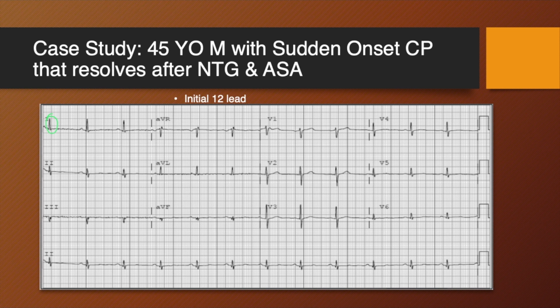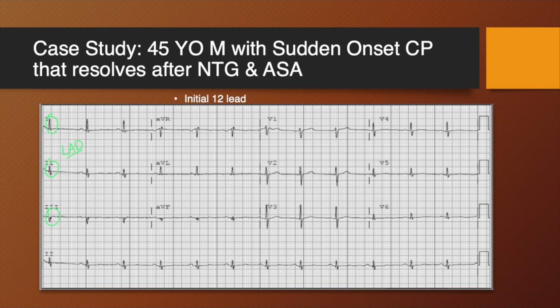Well, I've got 1, 2, and 3. So already we notice that 1 and 2 are upward deflected, 3 is downward deflected. That suggests left axis deviation. So we've got a little bit of axis deviation here. V1 is still down, V2 is biphasic, V3 goes up, V4 goes down. So our R wave progression is a little abnormal as well.